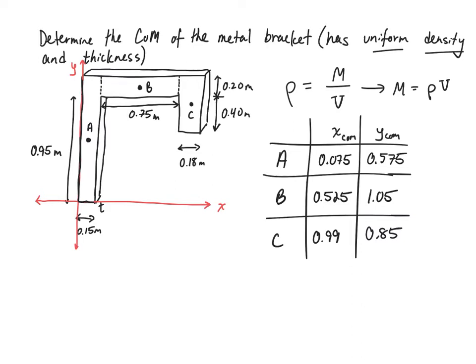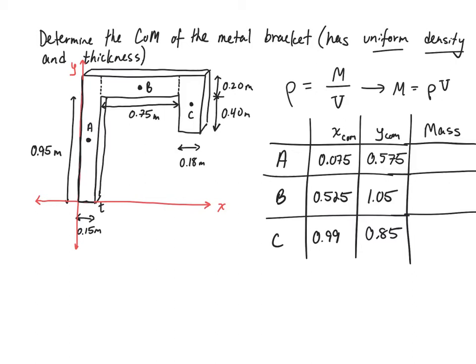Now that we've got our center of masses for each of these objects listed, we should now calculate the actual mass of each of these objects. So I'm going to extend this table a little bit and add a column for the mass. We have to remind ourselves that the mass, in this case, is going to equal the density times the volume. I know we don't know density, it's fine, we'll leave it as rho, and we don't know the thickness, so we're calling that T. But the rest of the dimensions we do know.